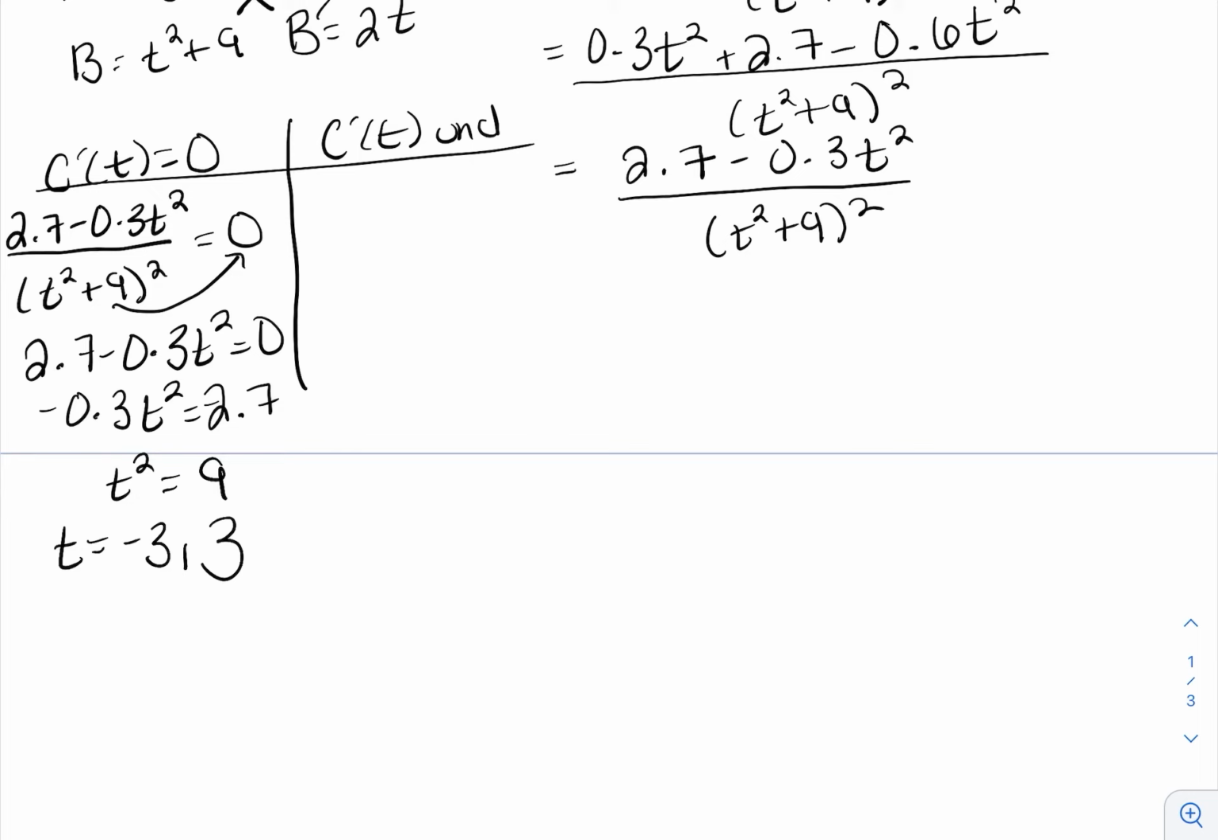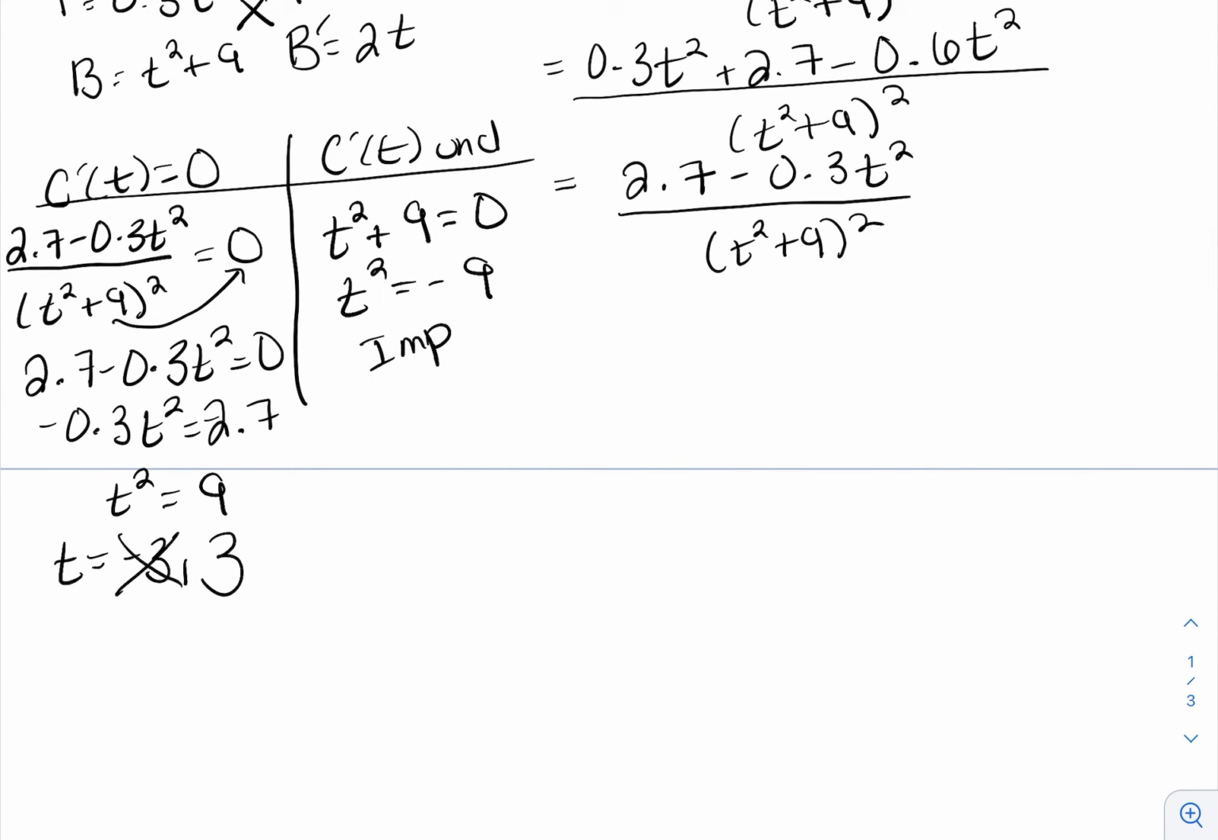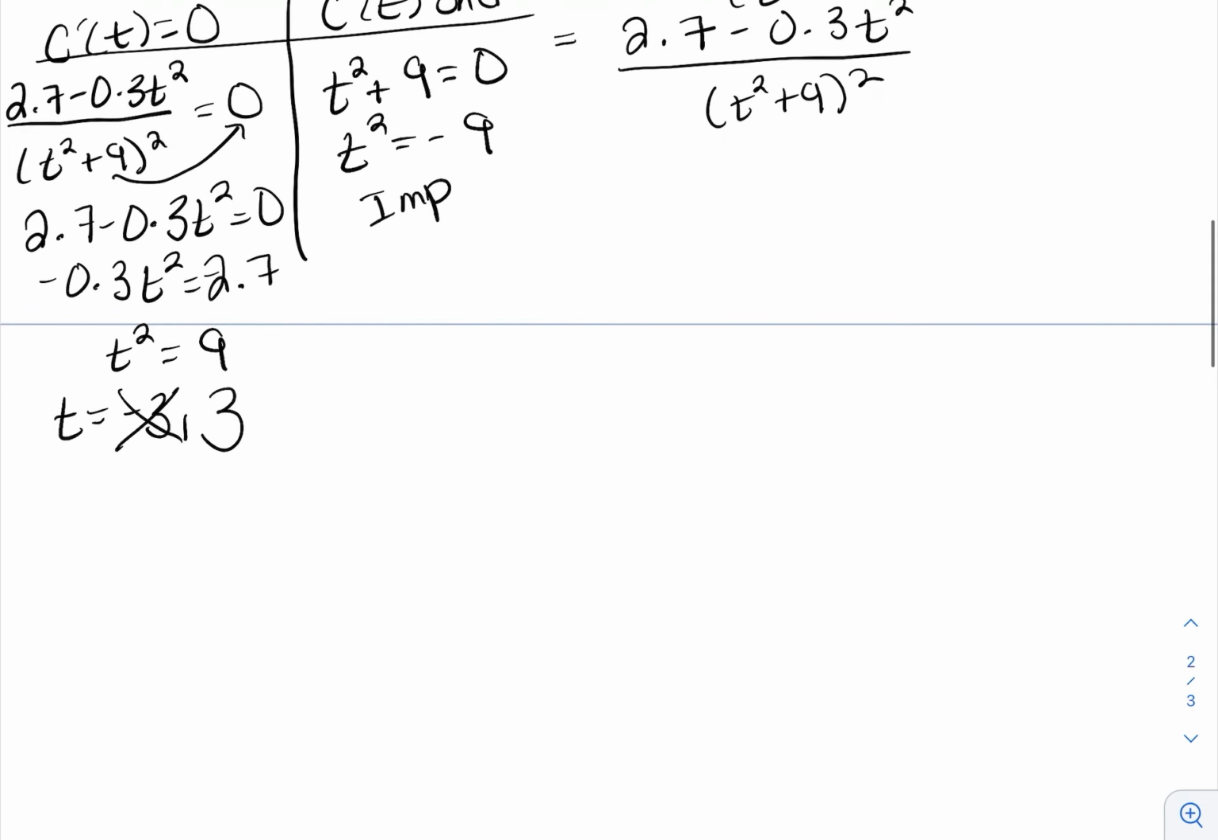Okay, and then it's undefined when the bottom is undefined. Remember, I only need to set one of the t squared plus 9 to 0. And then I get t squared is equal to -9, but a square can never be negative, so this is impossible. So I have two partition numbers, -3 and 3, but, and this is a tricky part, you are using an application, and my domain is 0 to 12, so the -3 is out. So my only partition number is 3. So my sign chart is 0, 3, 12, because I'm bounded. So be careful when you're doing applications.